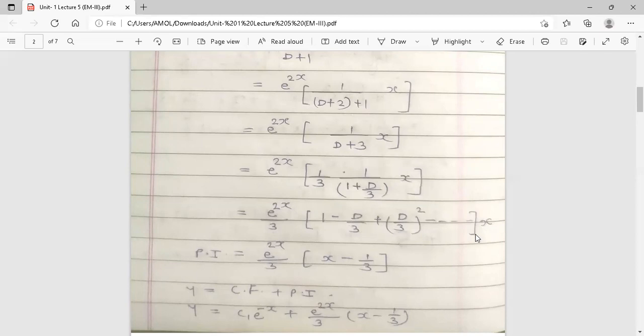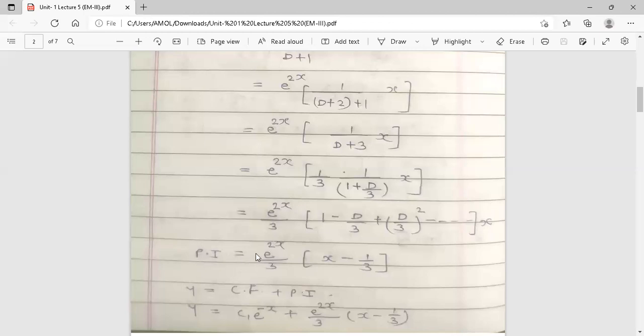Now the function here is x, and its degree is 1. So you count the terms up to d only in the bracket, because you know that capital D means derivative. D means derivative, d square means second derivative, d cube means third derivative and so on. Now the function is x, so you will get only one derivative of x. The derivative of x with respect to x is 1. Its next derivative is 0 because the degree of x is 1. And so you count the terms up to d only.